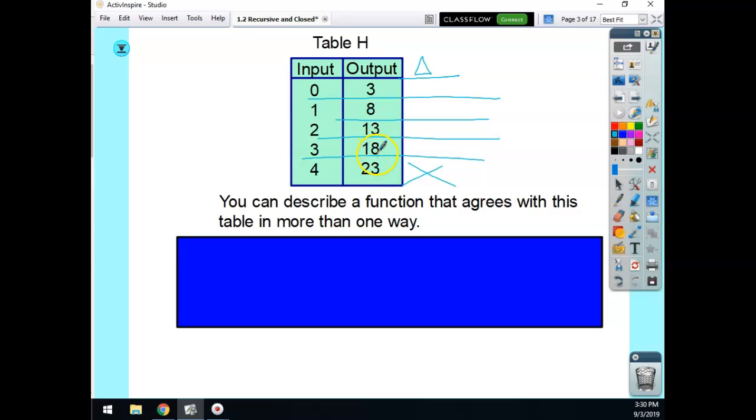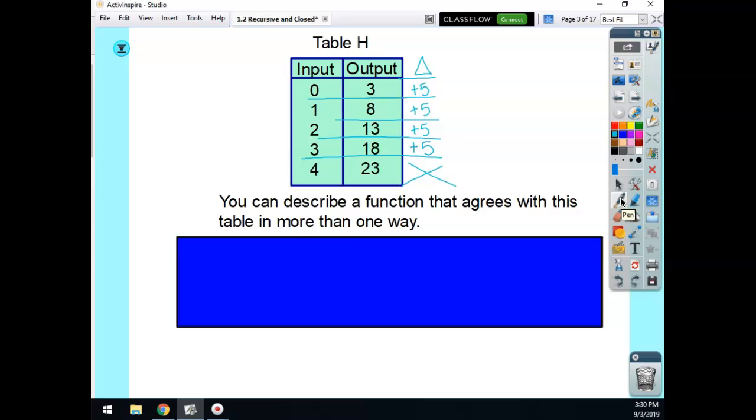So subtract the bottom two. 23 minus 18 is a positive 5. And then take the next two up. 18 minus 13, positive 5. 13 minus 8, positive 5. 8 minus 3, positive 5. Okay? So really what we're saying is that the slope is constant.